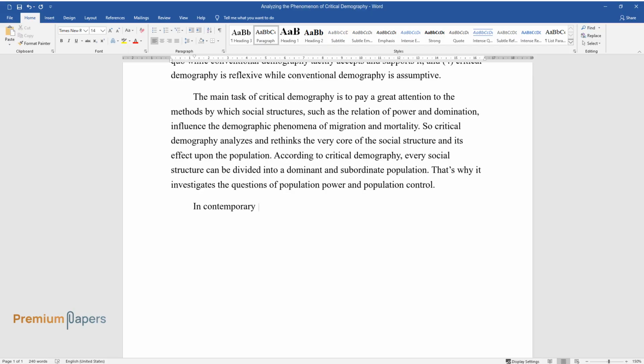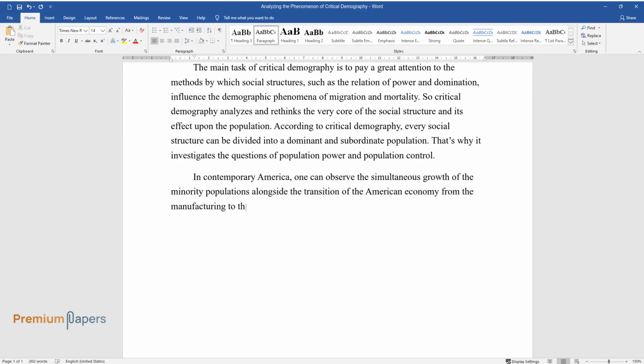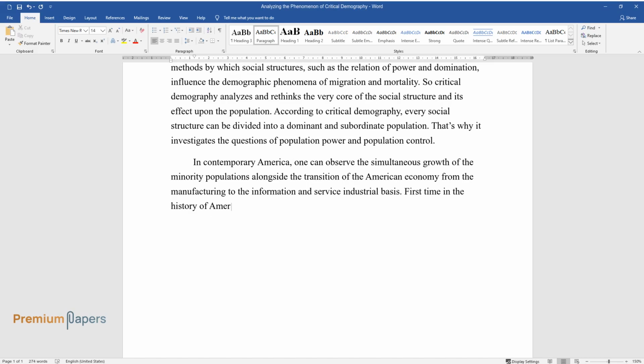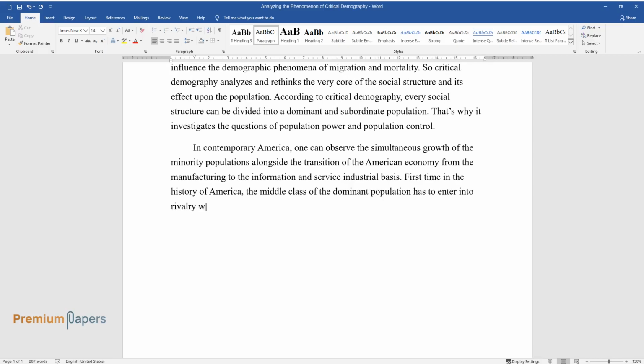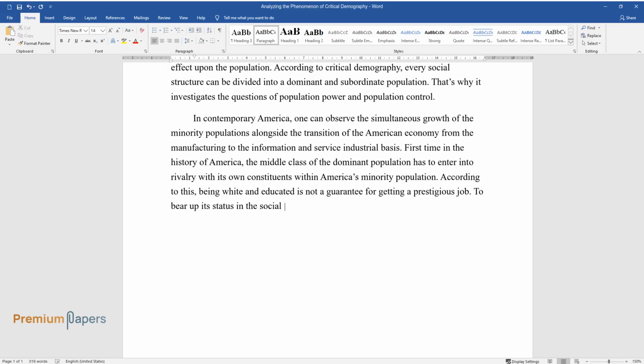In contemporary America, one can observe the simultaneous growth of the minority populations alongside the transition of the American economy from a manufacturing to an information and service industrial basis. For the first time in the history of America, the middle class of the dominant population has to enter into rivalry with its own constituents within America's minority population. According to this, being white and educated is not a guarantee for getting a prestigious job. To bear up its status in the social structure, the dominant part of the population exploits all its power.